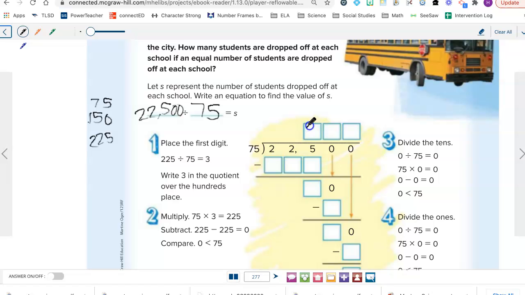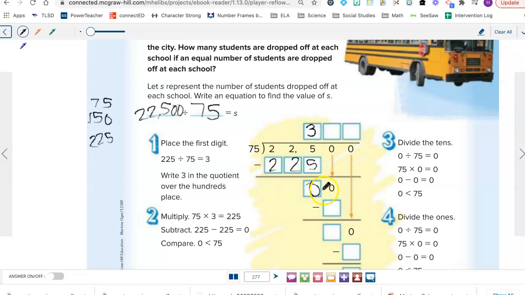Now, when we get to this lesson, it's really important that we know where to place the 3. The 3 goes all the way above this 5 because it went into all of 225, not into 22. If it went into 22, we'd put it above this 2. Then we multiply. 3 times 75, well, I can look over here and see that it is 225. When I subtract, I get 0. I'll bring down my next digit and I'll bring it back around and divide.